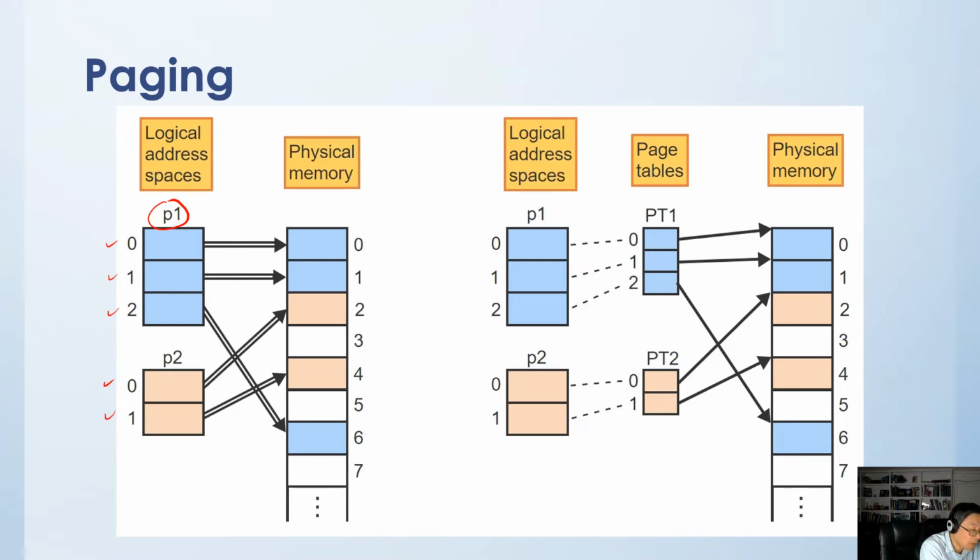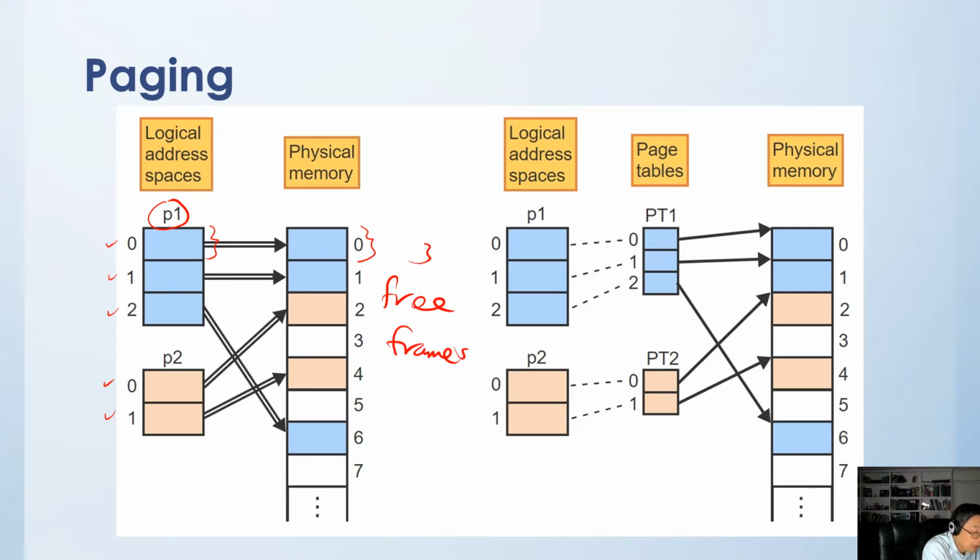Also, the physical memory is partitioned in terms of page frames. Each page frame has the same size as a page. So now, in order to accommodate process 1, all we need to figure out is, do I have 3 page frames to accommodate process 1? Or do I have three actually free frames?